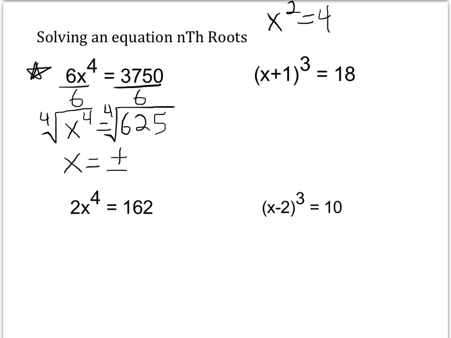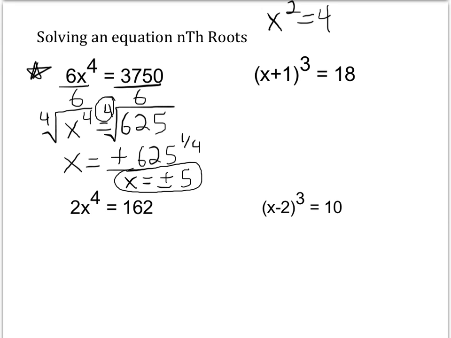There's no plus or minus if this number is odd, but if it's even, we have to do plus or minus. So now we have 625 raised to the 1/4. So if we go into our calculators and write raised to the 1/4, we get x equals plus or minus 5. Okay?